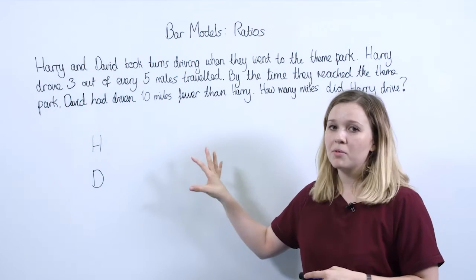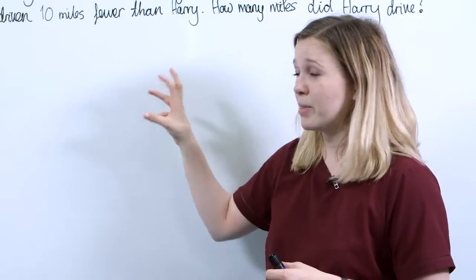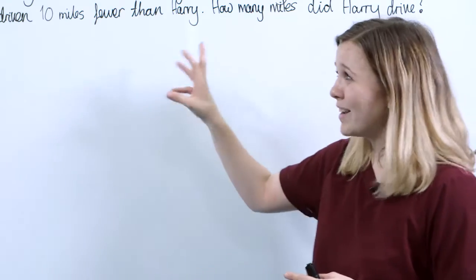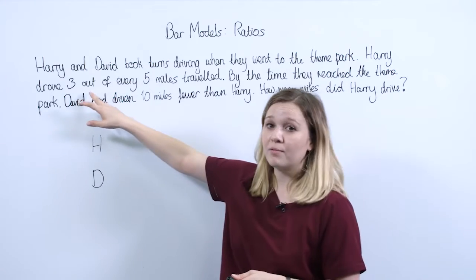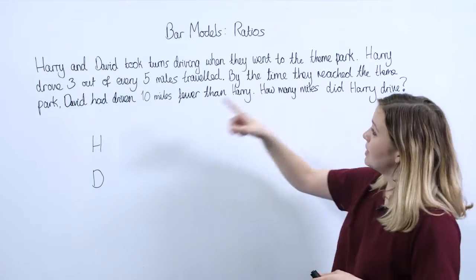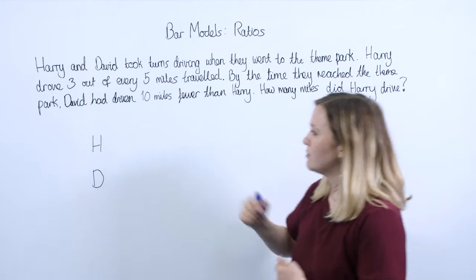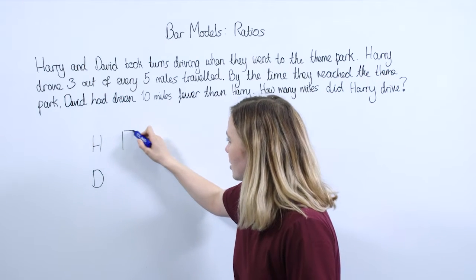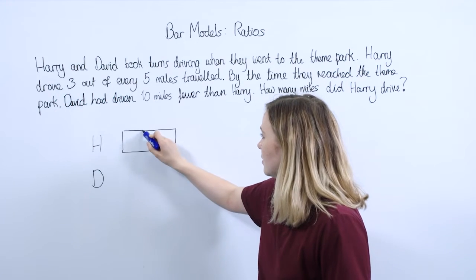So we're going to use the bar model to represent this information, because if the pupils read it really quickly without thinking about it carefully, it's quite easy to get the ratio wrong in this one. So let's read it again, this part carefully. It says Harry drove 3 out of every 5 miles that they travelled. So to represent the ratio, I want to show a bar with 3 equal parts for Harry.